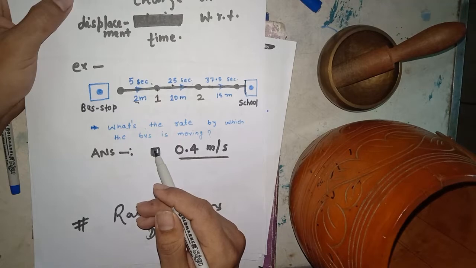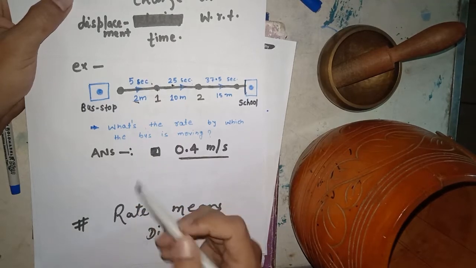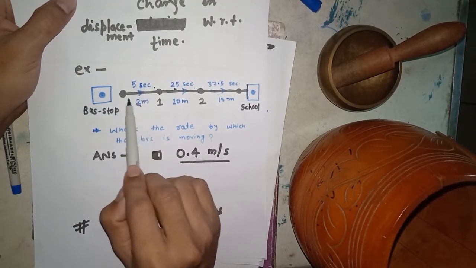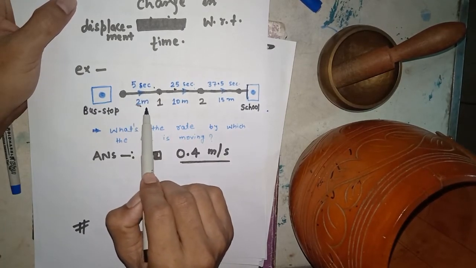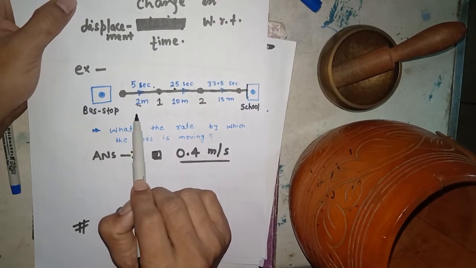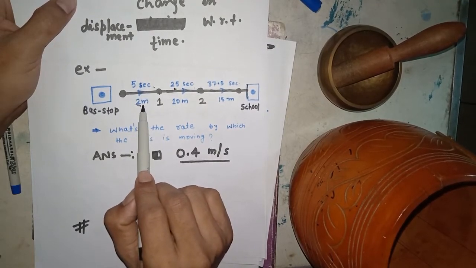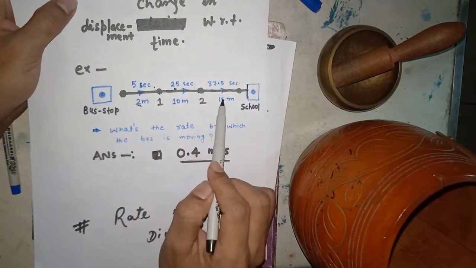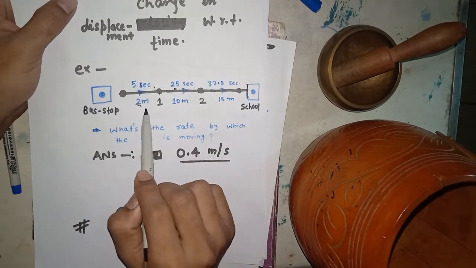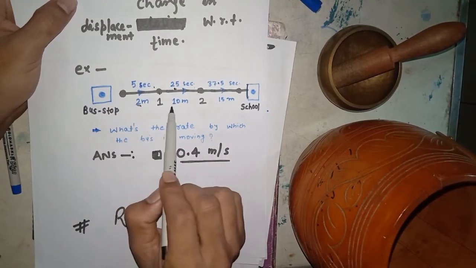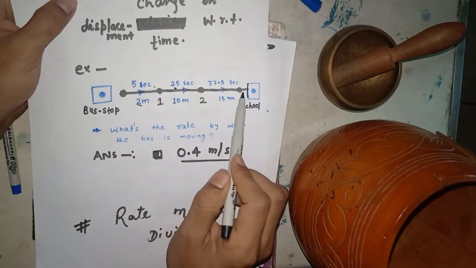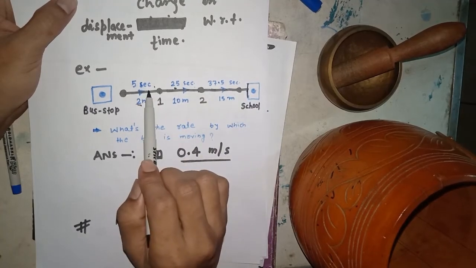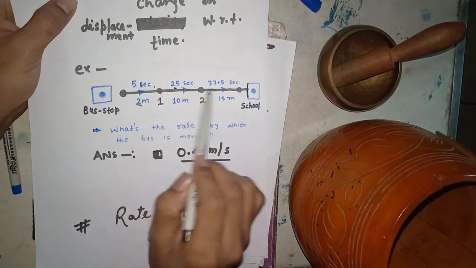How can you solve? This is simply easy. I am giving you some hint that in 5 seconds it travels 2 meter. That's why, for the whole journey, it covers the displacement 10 plus 2 plus 15, from this to this. Have you got my point? And it takes the time interval as 5 plus 25 plus 37.5 seconds.